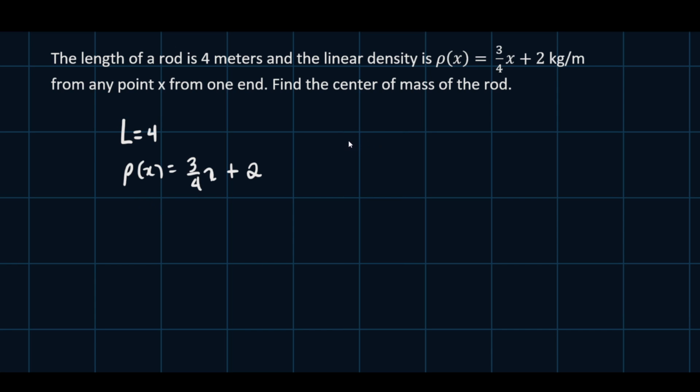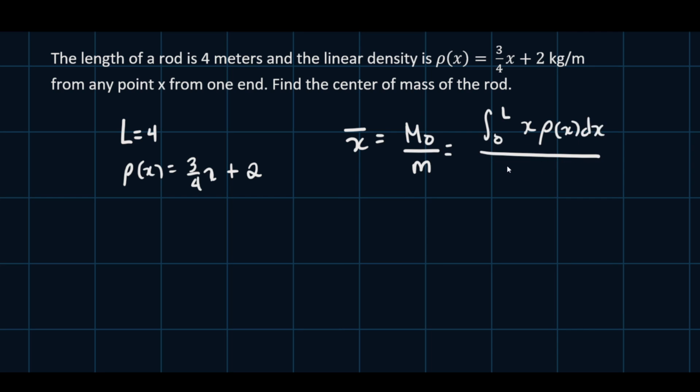Okay, so the center of mass of a rod is again given by the moment of mass all over the mass, which in terms of integrals is the definite integral from 0 to L of x rho of x dx all over the definite integral from 0 to L of rho of x dx. So it's really just an application of what we studied in the first 2 quarters. Okay, so all we have to do is substitute the values.